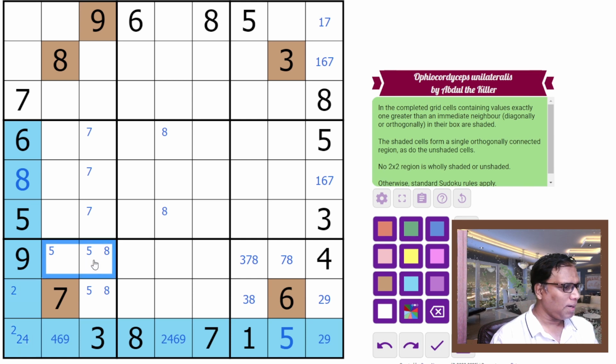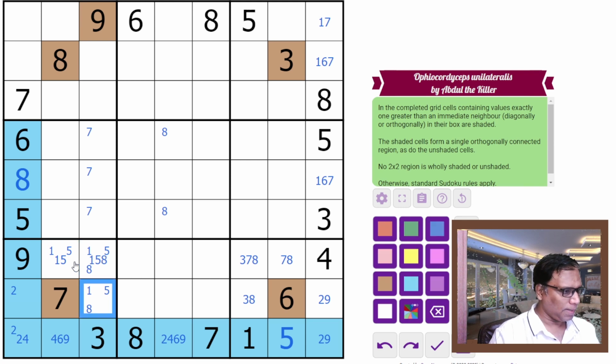Oh, and so 1 cannot be here, because if 1 is here, then 2 will be dark. But that's not possible. 2 is already light. So that means 1 is here. Sorry. And now this is a 1 5 triplet, and this is 2 4 6. That's correct. This is 1 5, this is 1 5 8, and that is 1 5 8.